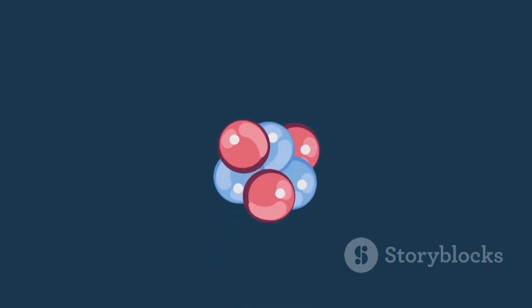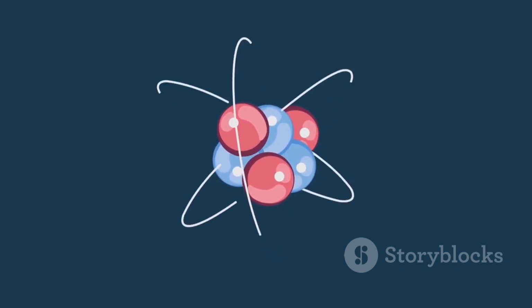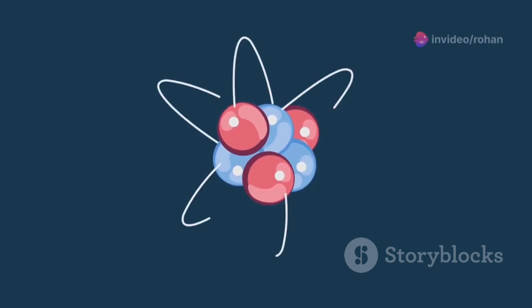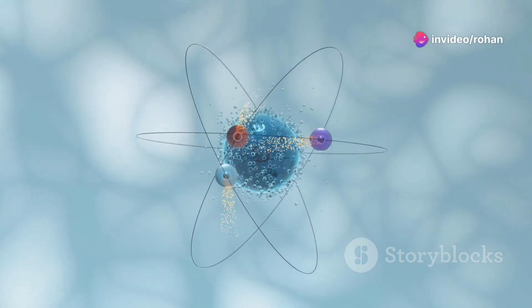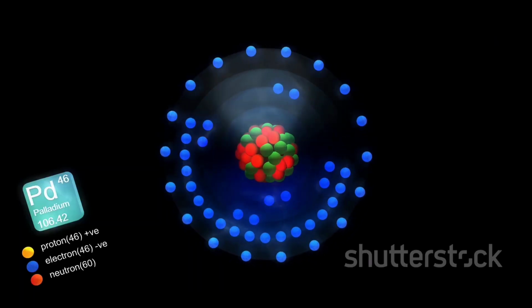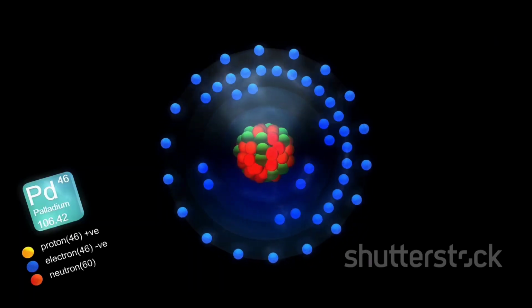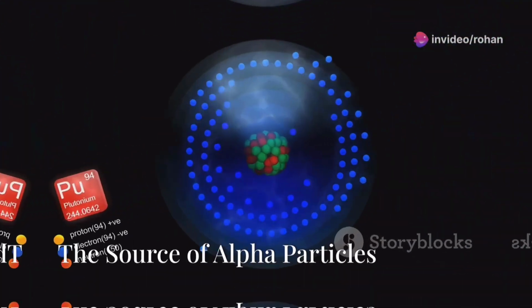The 2 protons give the alpha particle its positive charge, while the neutrons contribute to its mass but not its charge. The strong nuclear force binds these particles together within the alpha particle. This unique combination of particles and their arrangement gives alpha particles their distinct properties and behavior.